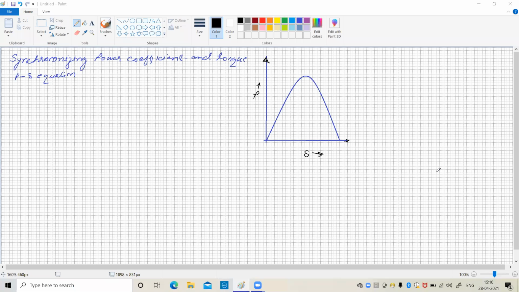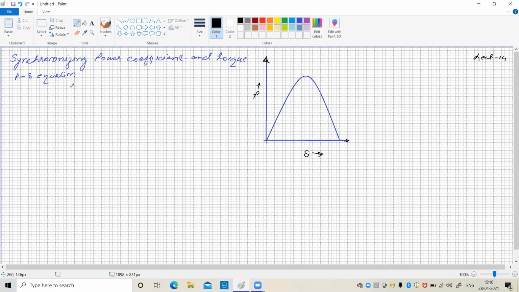So today we will start our lecture number 14, and that is the synchronizing power coefficient and synchronizing torque. In the previous lecture, we discussed and derived the equation of the power angle characteristic of a synchronous motor or synchronous machine, both for the salient pole as well as the cylindrical rotor machine.